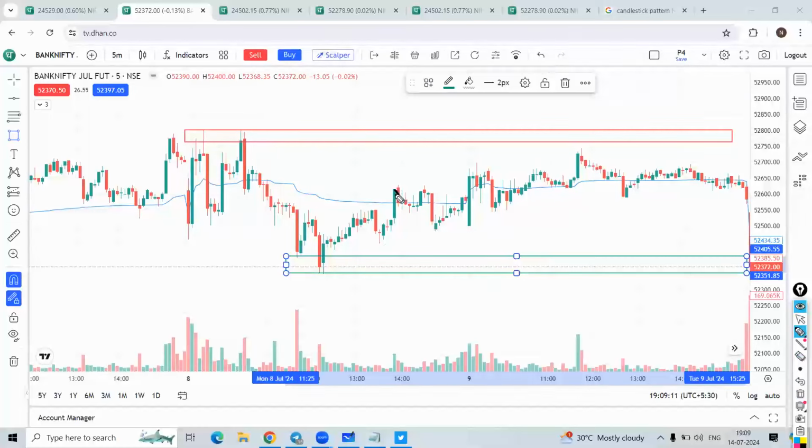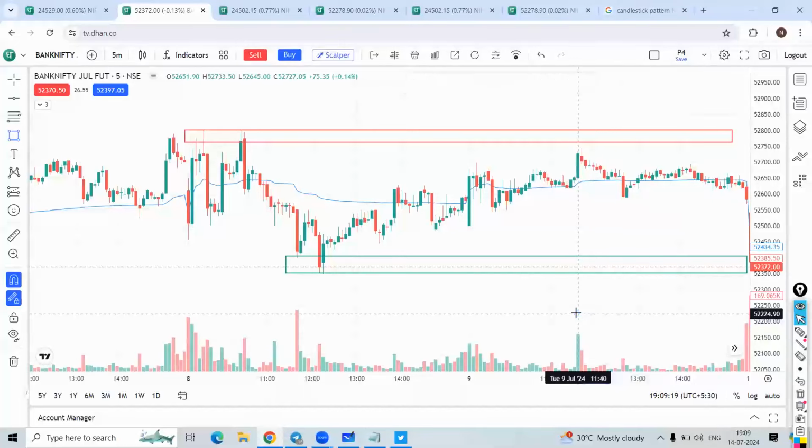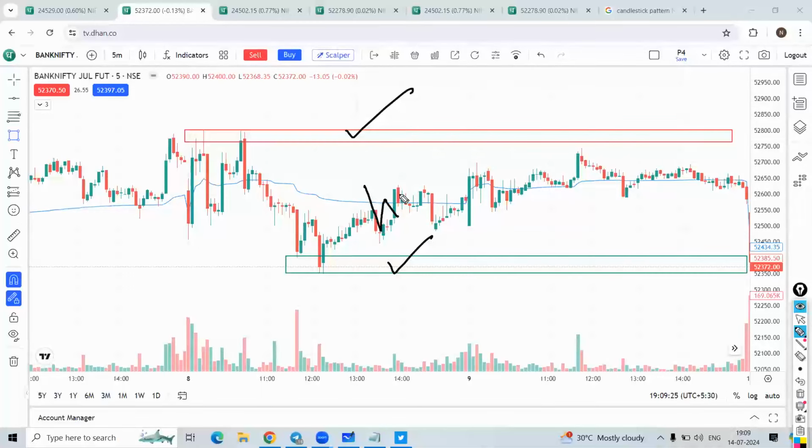In between, can you see this is sideways? I'm not interested. Now, just notice this. What is my goal? Once I mark the fast levels, fast zones over here, all the other stuff is time pass.